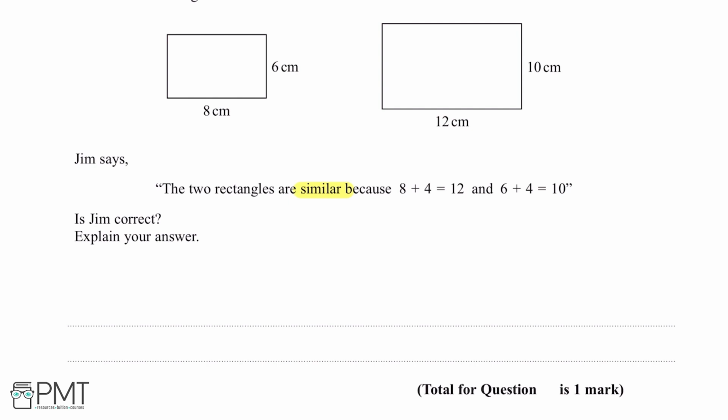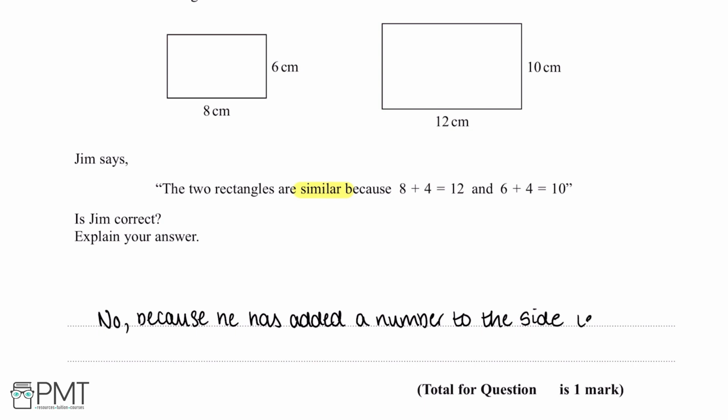So now in order to get the mark for this question, we need to state whether Jim is correct and then give a reason for our answer. So we can write something along the lines of, no, because Jim has added the number to the side lengths rather than multiplied the number. And this question's worth 1 mark, and this is for a suitable statement with the correct reasonings.